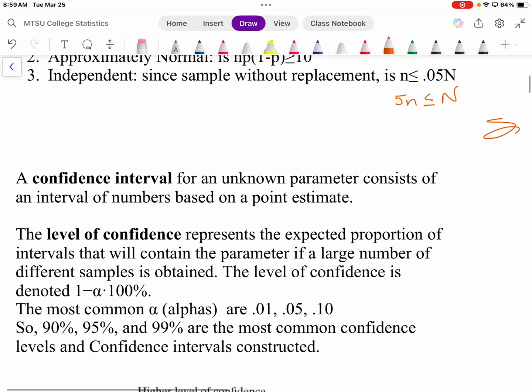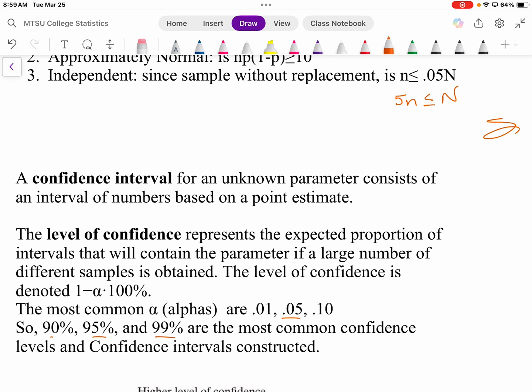A confidence interval, again, we have different percentages. You can technically do any type of confidence interval that you want, as she talked about. Basically, the most common ones are a 90%, a 95%, and a 99% confidence interval. They're the most common ones that are used.